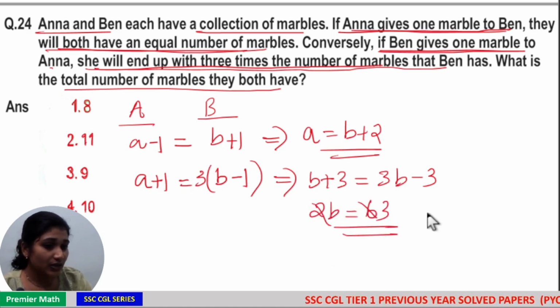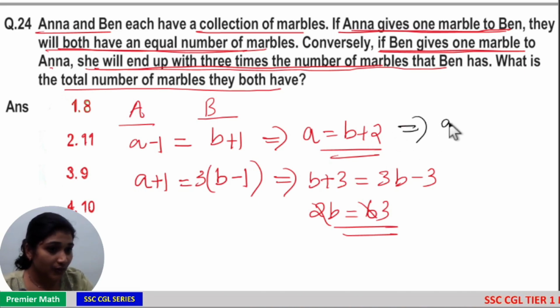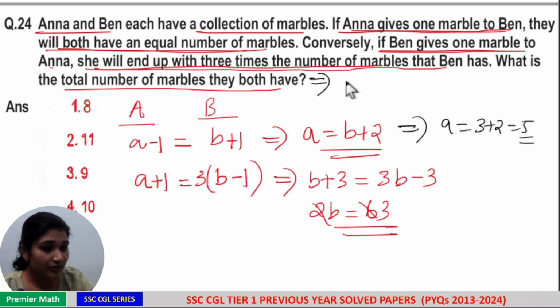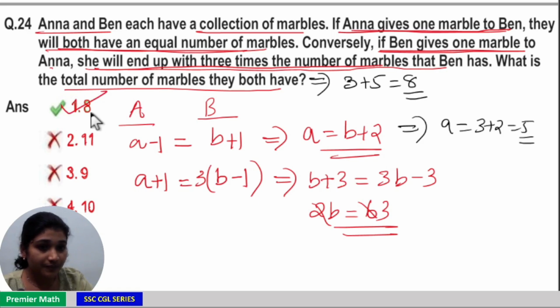So B is equal to 3, which means A is equal to 3 plus 2, 5. Then the total number of marbles is equal to A plus B, which is 3 plus 5, 8. Option 1 is your answer.